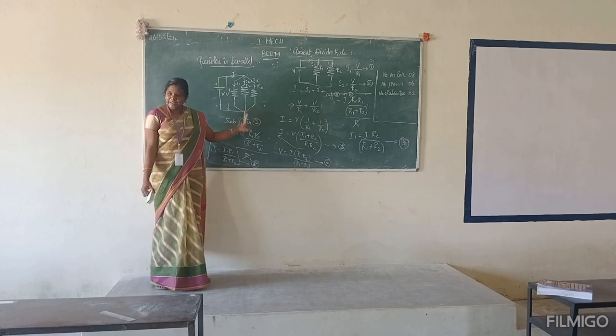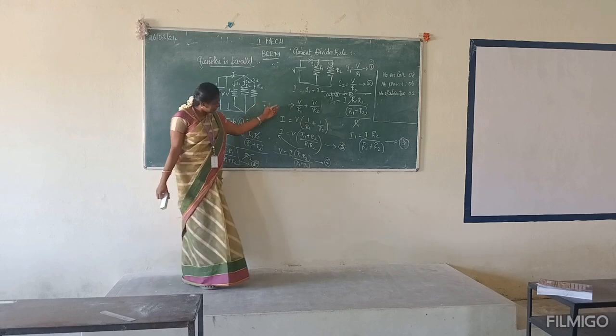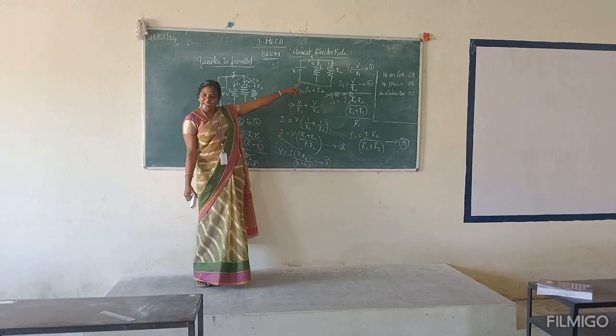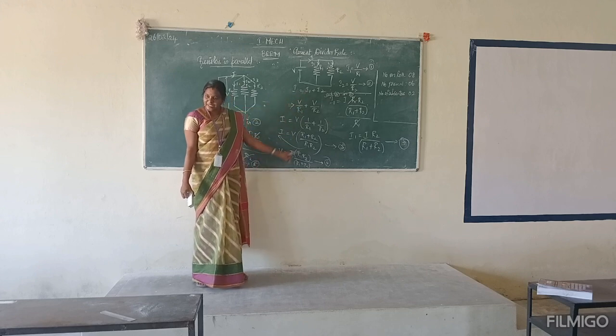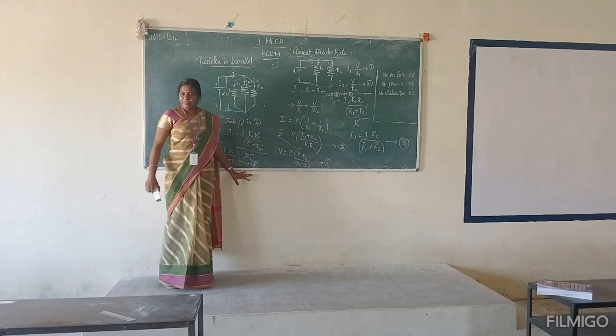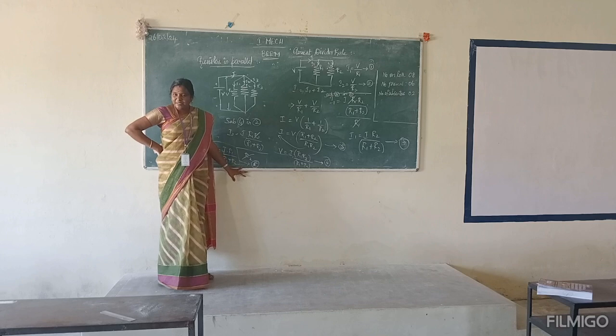Clear? There R1 will cancel, here R2 will cancel. See, very simple. Just take V common, substituting V individually here. From one equation, substituting V in the second equation, we are getting I1 and I2. You want me to repeat?